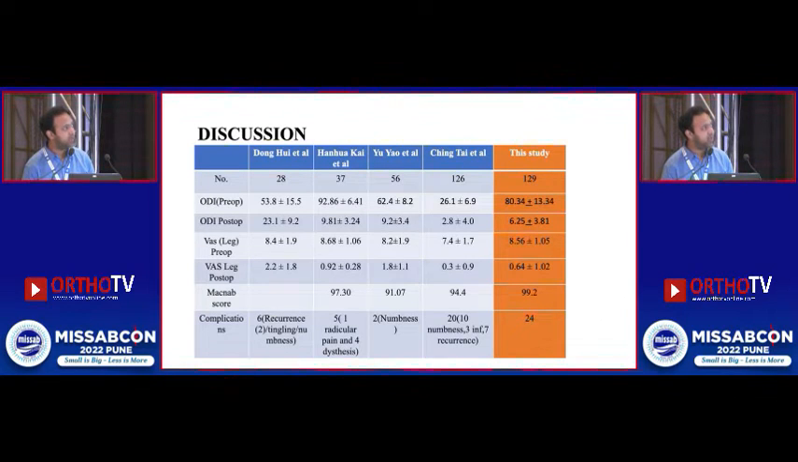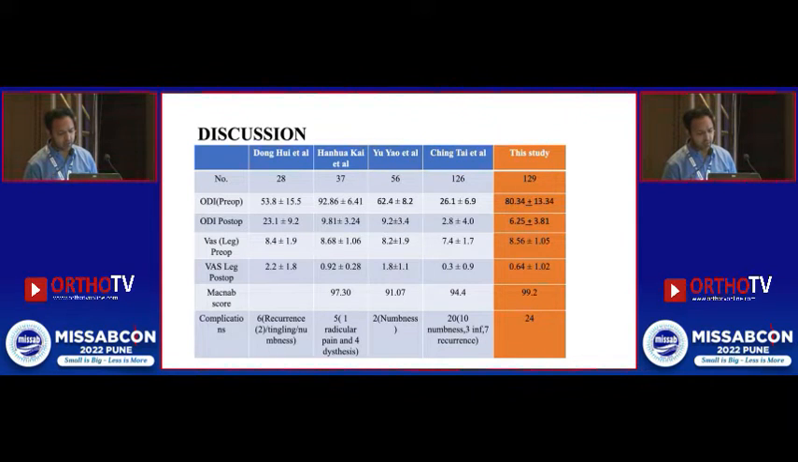These are the various PubMed published studies showing almost similar outcomes as our study. In all the studies, the ODI and the VAS significantly improved, and the MacNab score is in all the studies more than 90, which is excellent. These are the various complications noted, the most common being tingling, numbness, and dysesthesia in the patients.